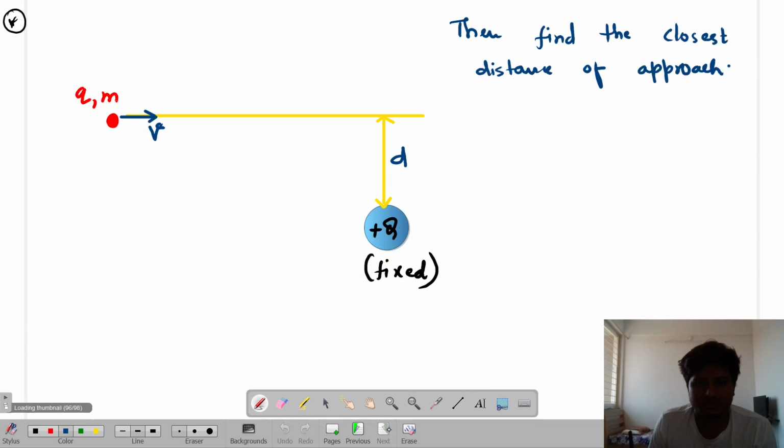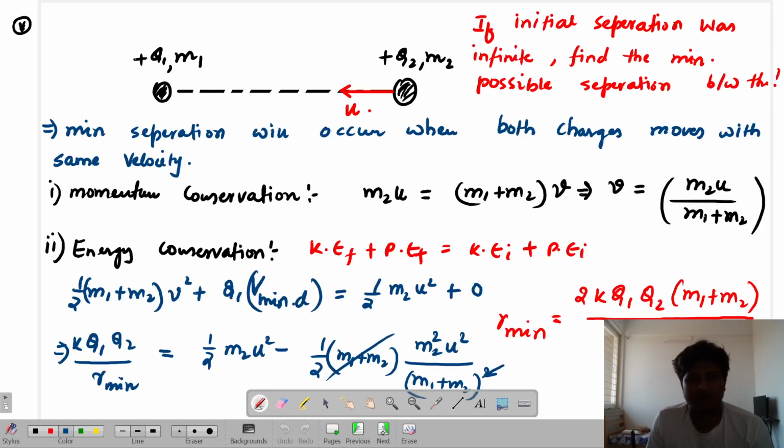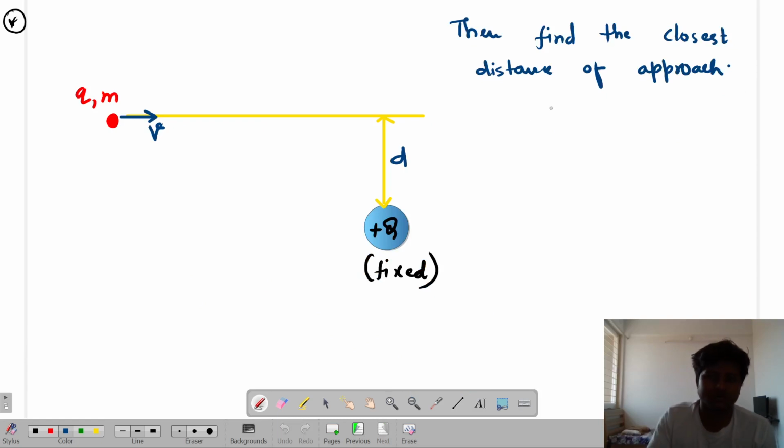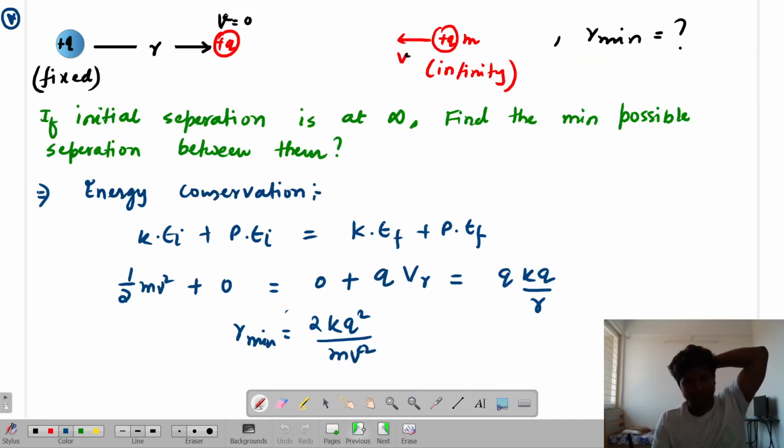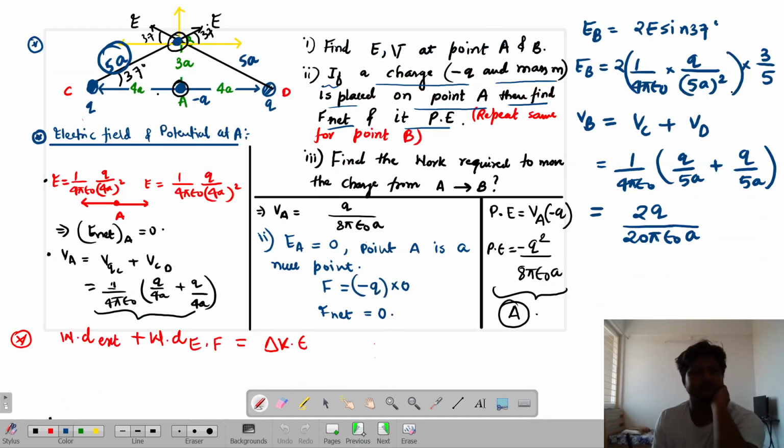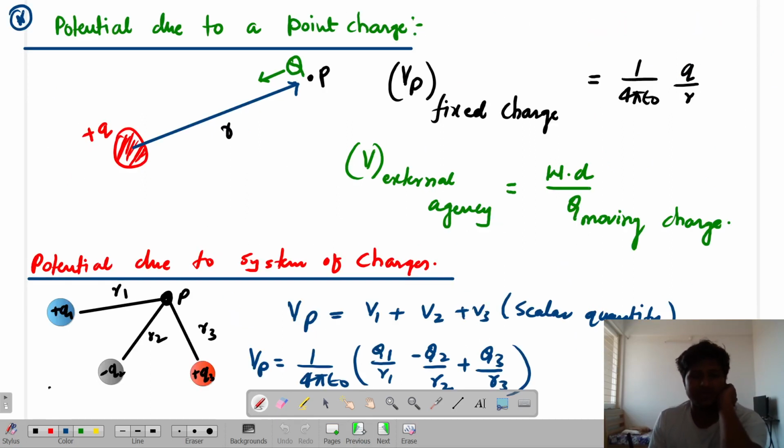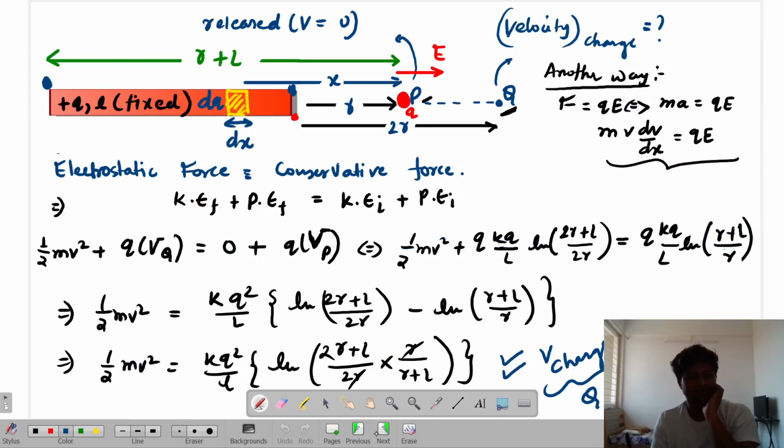So whenever there is a question of closest distance of approach or r minimum or initial separation, then you always use energy conservation. What do you have to use? Energy conservation. Are you able to get me? Okay, ठीक है. So these were all our different types of questions related to electric field, electric potential energy, and all these kinds of things. Right or not?